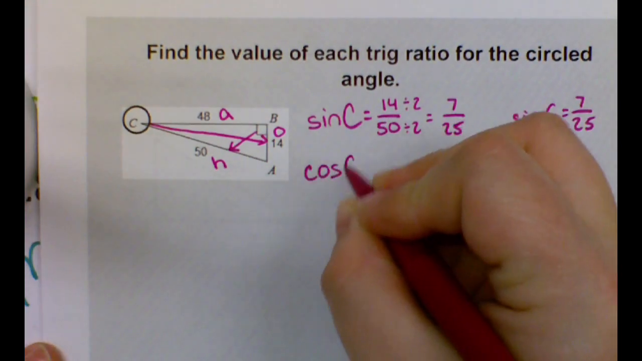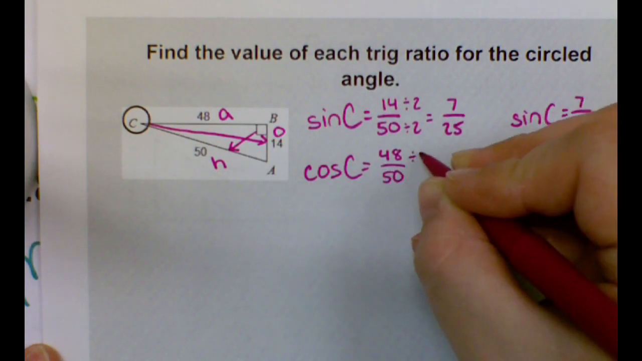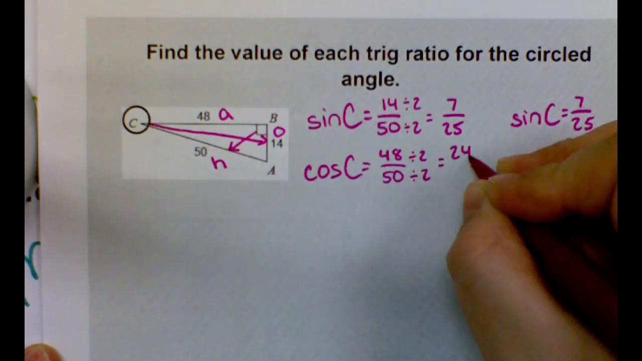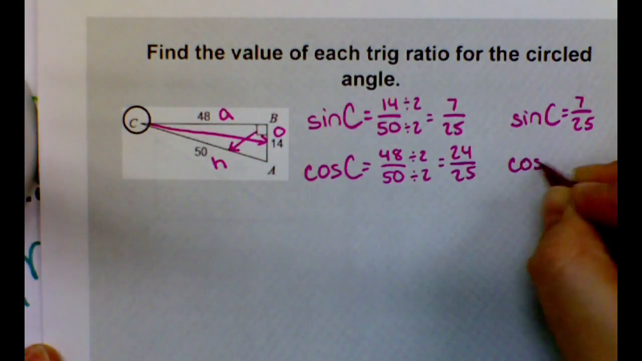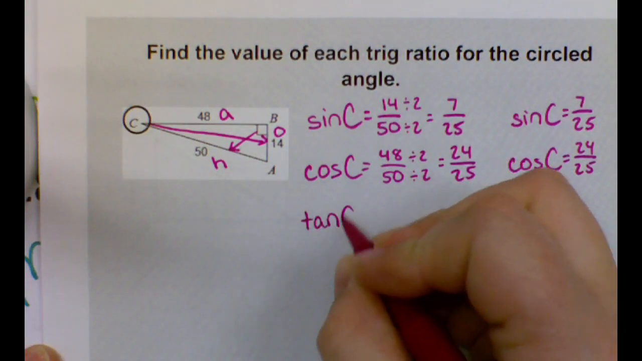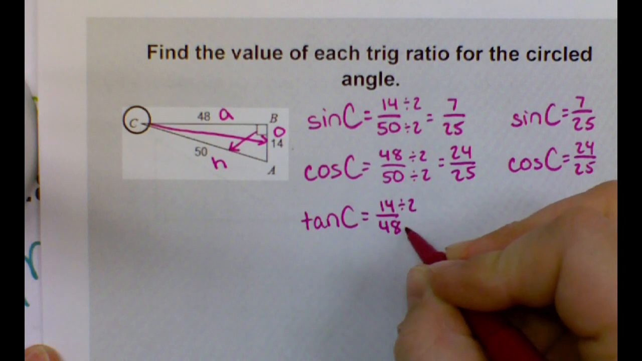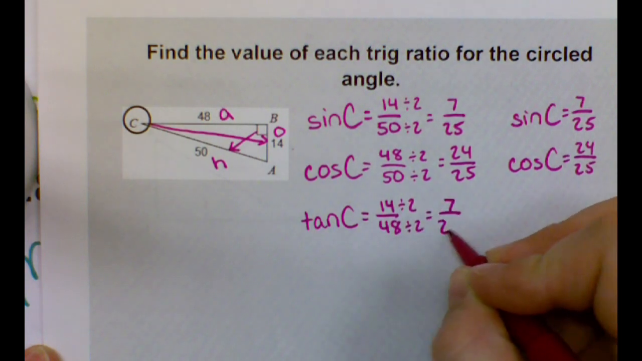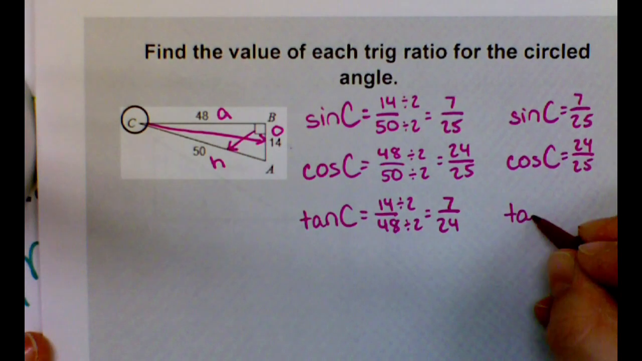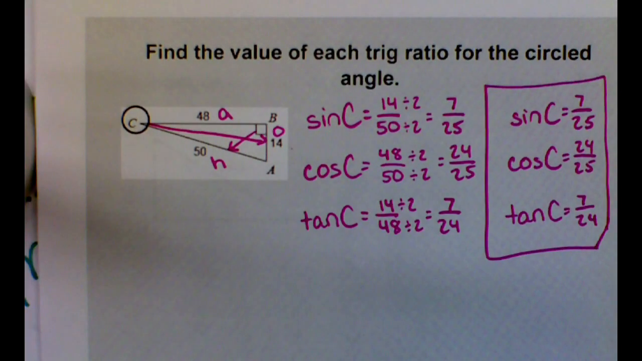The cosine of angle C is adjacent over hypotenuse, so it's 48 over 50. Divide those each by 2. I get 24 over 25. So the cosine of angle C equals 24 over 25. And the tangent of angle C is opposite over adjacent, so 14 over 48. Divide those both by 2. We get 7 over 24. So the tangent of angle C equals 7 over 24. This whole thing is my answer. Yes, you have to label sine of C, cosine of C, tangent of C. You cannot just write the 3 fractions because then I don't know what they mean.